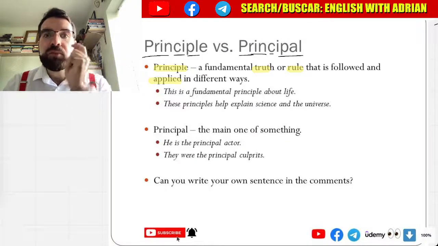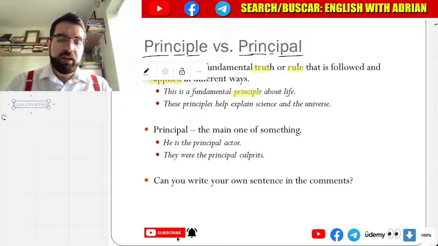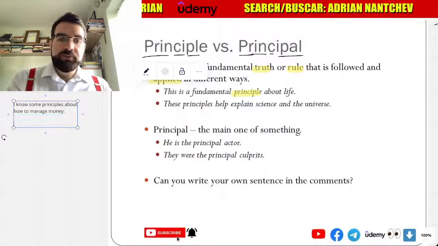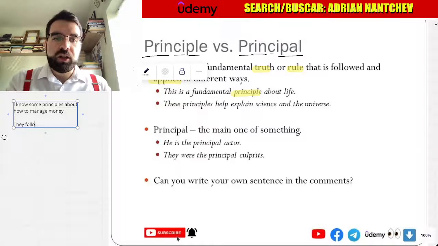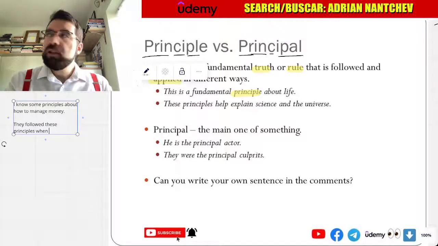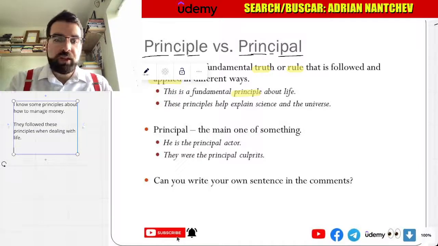This is a fundamental principle about life. I know some principles about how to manage money. They follow these principles when dealing with life.